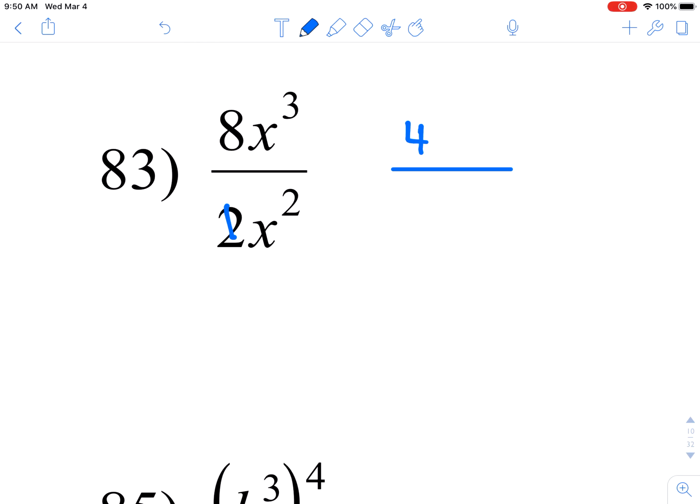And then we want to move this up here. So we're going to subtract 2. So x is going to stay on the top. It's going to become x to the first. Again, you don't have to write the 1. And notice how there's now nothing on the bottom. When that happens, we assume that there's the number 1 there. This is going to reduce to 4x.